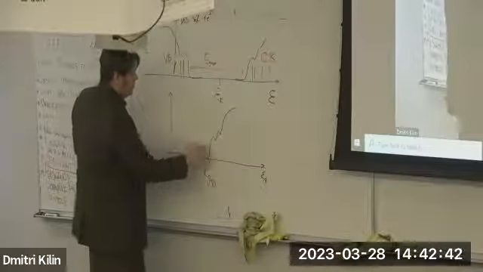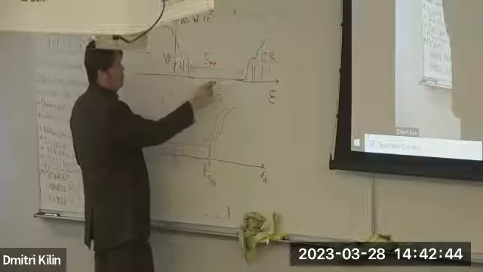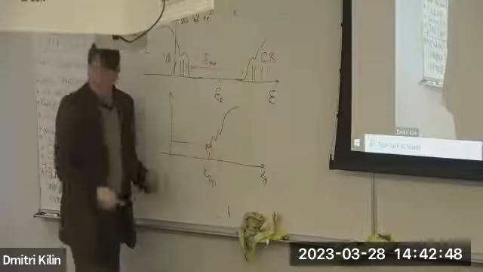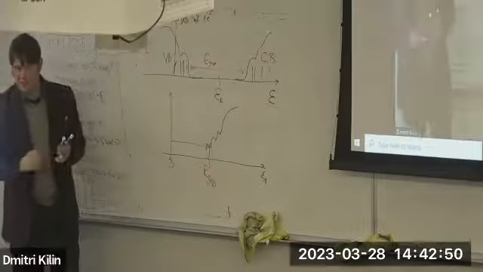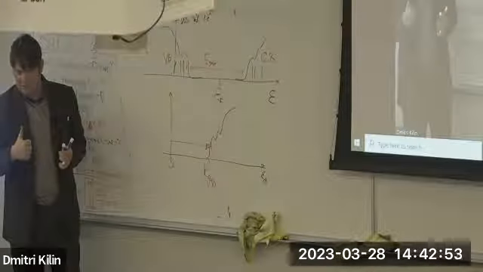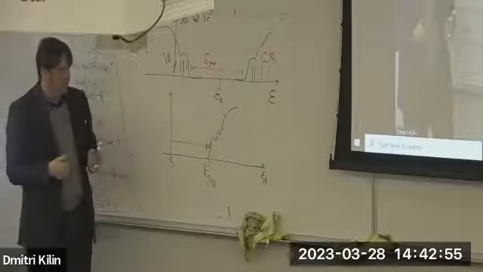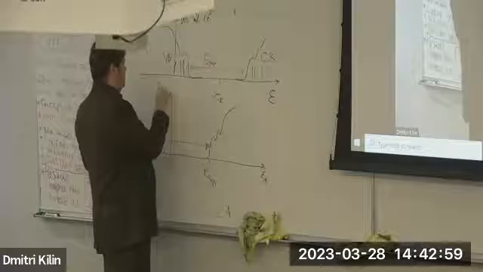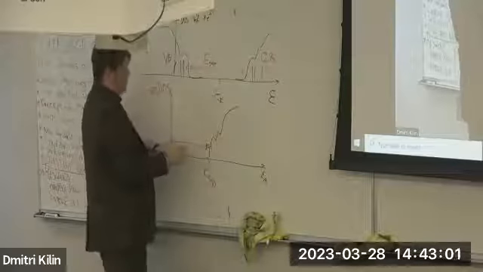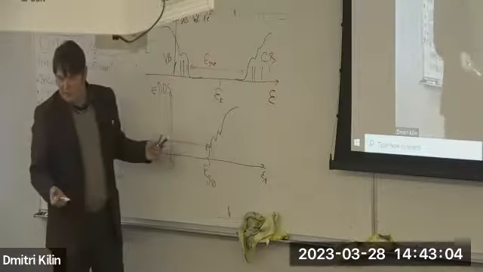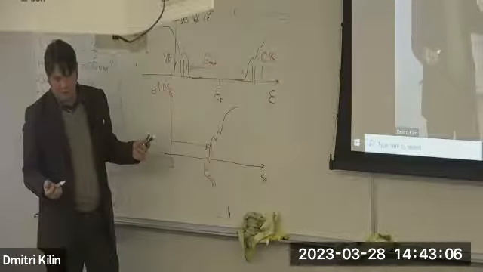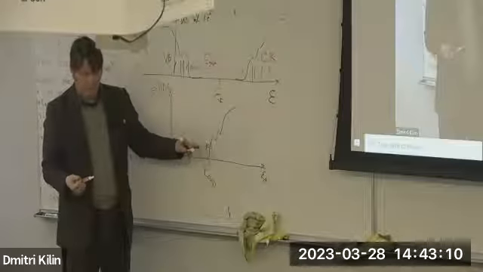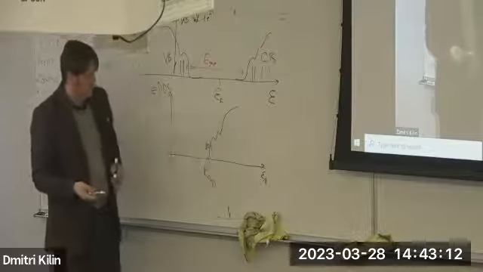So the lowest transition will be from highest occupied to lowest unoccupied, and it will correspond to the lowest available transition for the system. Okay, right? And if one multiplies this density of excited states by oscillator strength, one will get the absorption spectrum, right? So density of excited states weighted by oscillator strength gives the absorption spectrum.